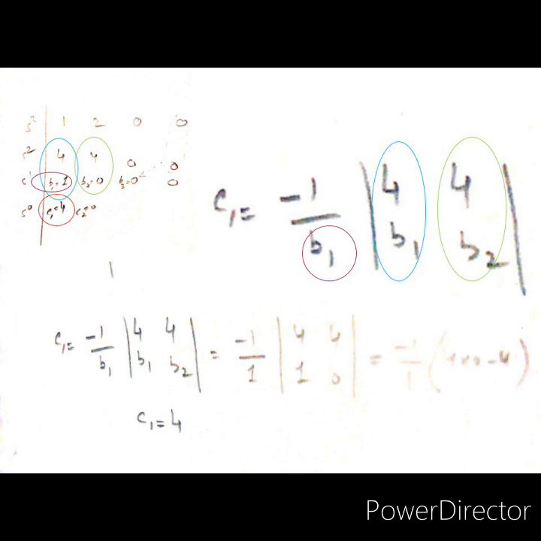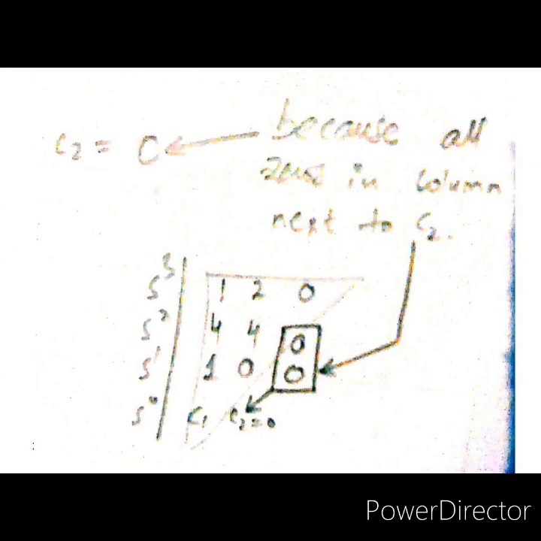So you can see that c1 equals minus 1 upon 1, because b1 is 1. Then inside the determinant, the first column has 4 and 1. The second column has 4 and 0, because b2 is 0. When we evaluate the determinant, we get c1 equals 4. Now we find c2. c2 will always be 0, because we have an upper triangular form, but you can verify that as well.